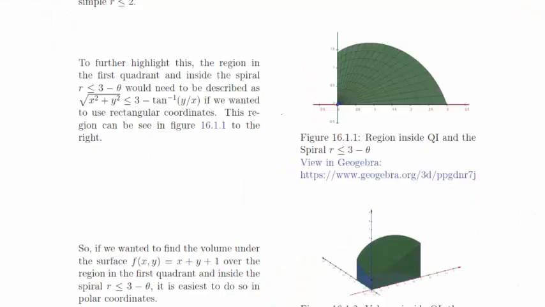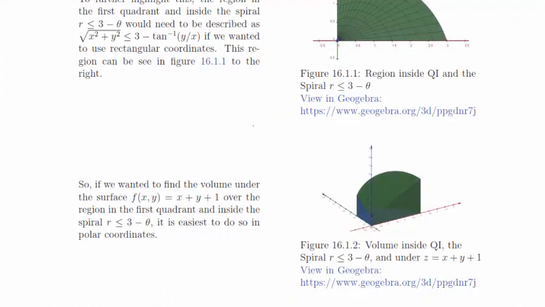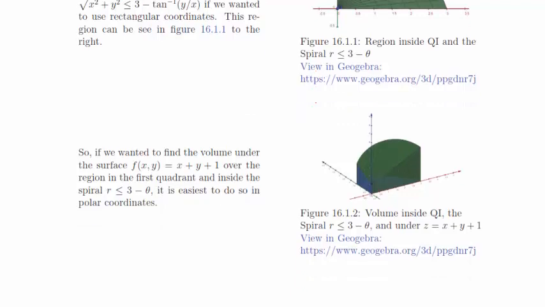So here we're seeing that the surface is given by f of x comma y equals x plus y plus 1 over the region in the first quadrant, and inside the spiral r is less than or equal to 3 minus theta. It's definitely easiest to find this volume in polar coordinates.